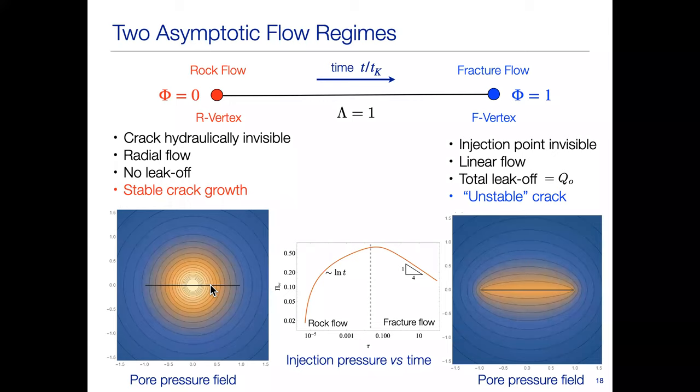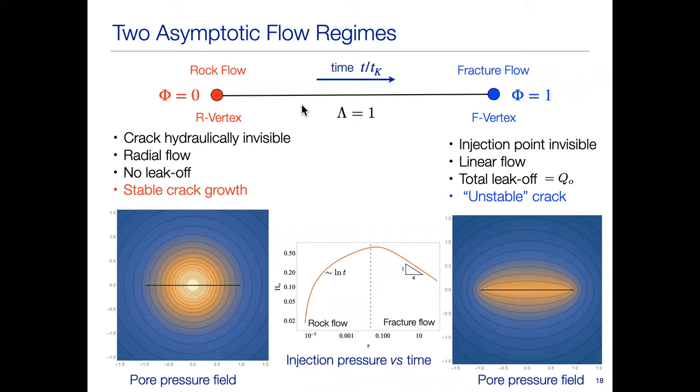And what we find is that even though the toughness is set to zero, the crack grows in a stable manner. As you can see here, the injection pressure as a function of time has a logarithm of time behavior, which betrays this solution, the fact that we have a pseudo steady state solution around the wellbore. So even though the crack is propagating, the borehole pressure is increasing again as a log of time. I've said before that the fracture length is strictly proportional to the square root of time.